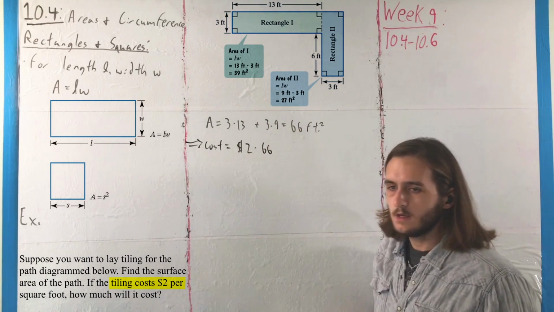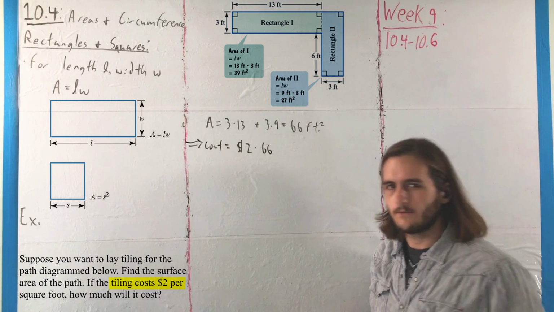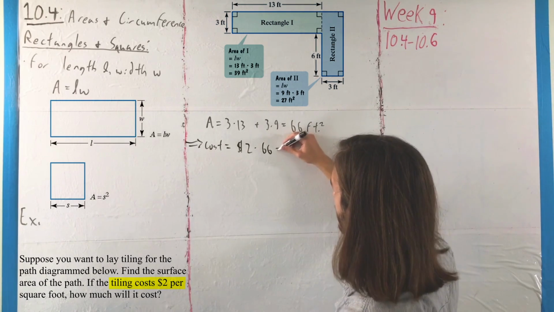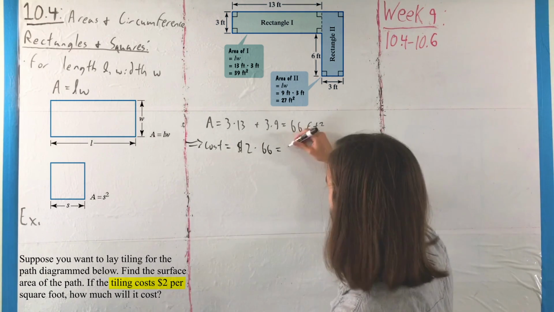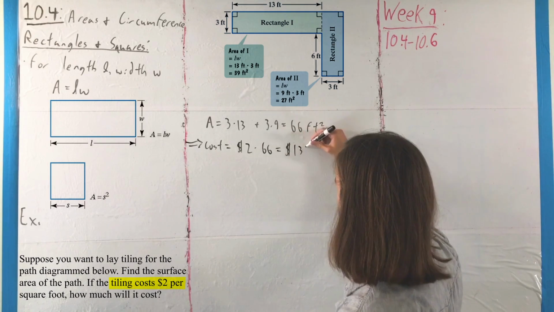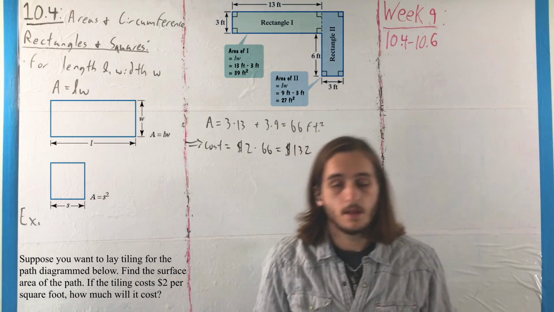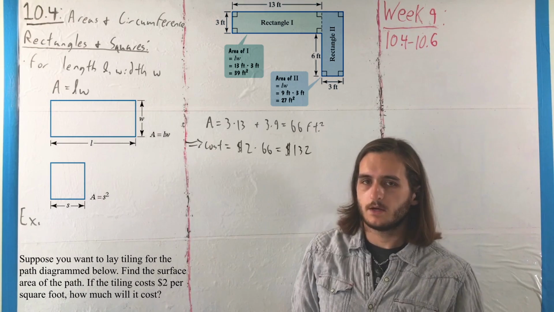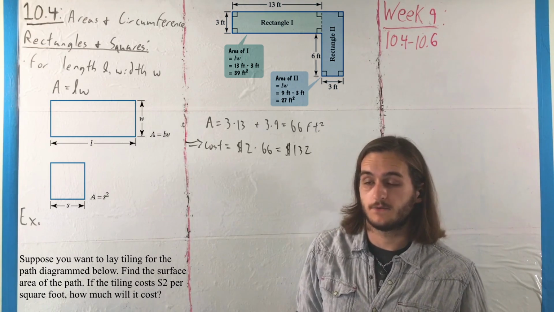I'm not going to write the units there because we don't actually care about the square footing for this. We just need to know how many there are. This will end up costing, under that estimate, $132. Like I said, pretty basic, pretty straightforward here. It's our most standard of shapes.